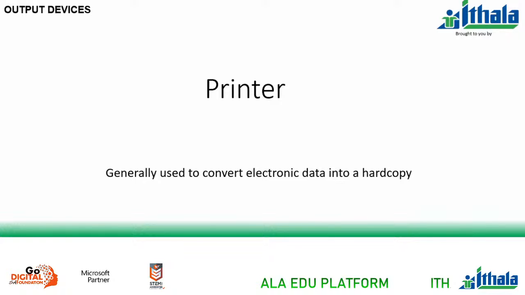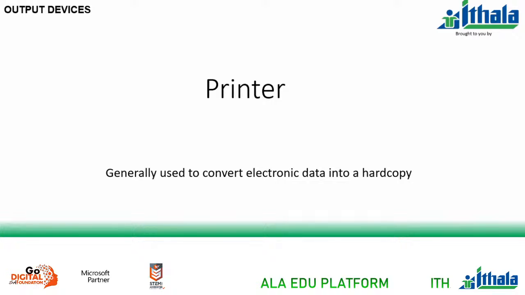Like I just mentioned, printers are generally used to convert electronic data into a hard copy. When you buy a printer, it is very important to know what you will be using the printer for, since different printers are good at different things. If you are looking at printing only black and white documents, you may not need to purchase a color printer because it may cost even more to operate.